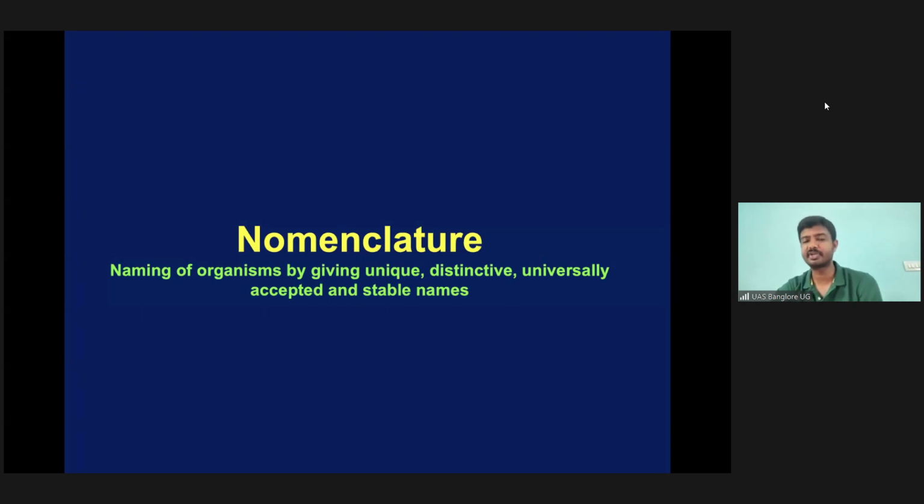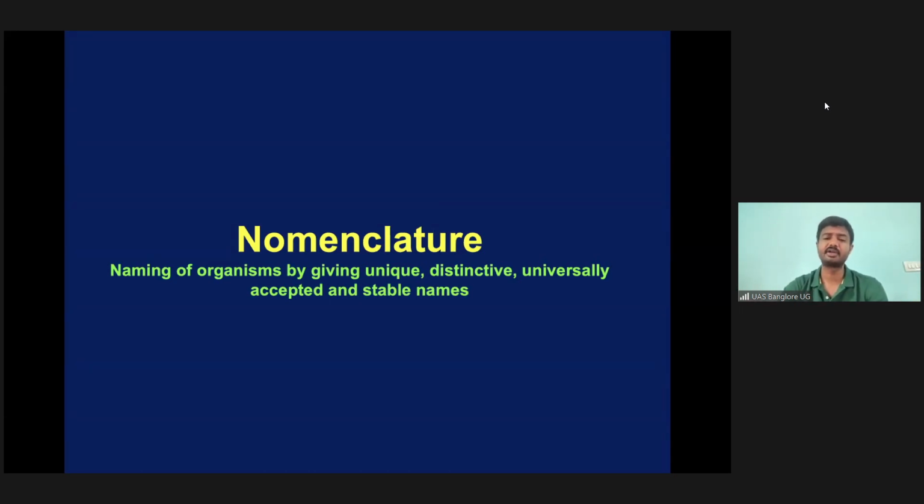So what is the use of scientific names? It gives uniqueness, it is distinctive and universally accepted, and it is one of the stable ways of using names. Okay, their names don't change, whereas the common names keep on changing according to the region, according to the language, or according to the different countries.